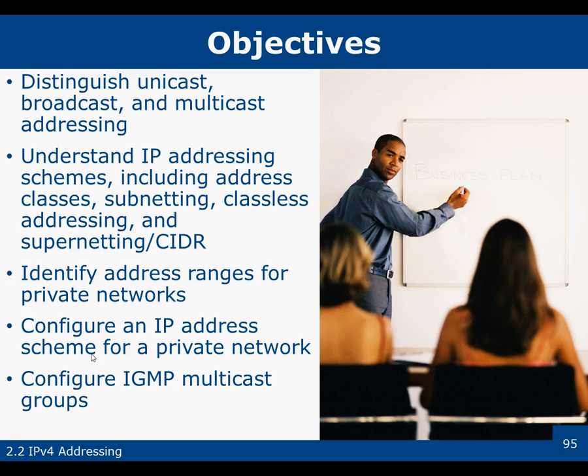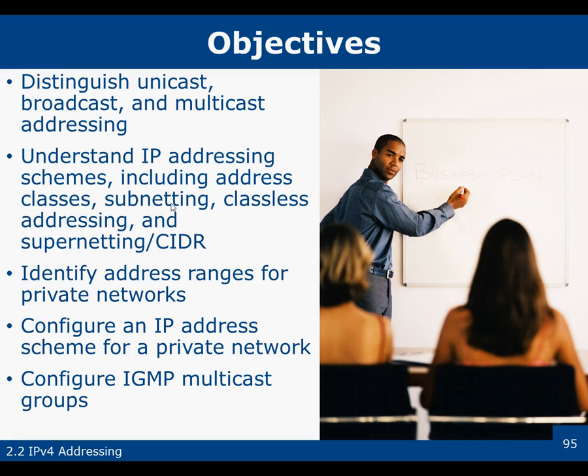So with that, the objectives: distinguish unicast, broadcast, multicast addressing, and understand IP addressing schemes, including address classes, subnetting, classless addressing, and supernetting. CIDR is the / format instead of writing the subnet mask, and we'll look at both of those. Identify address ranges for private networks, and then configure an IP address scheme for a private network and configure IGMP multicast groups.